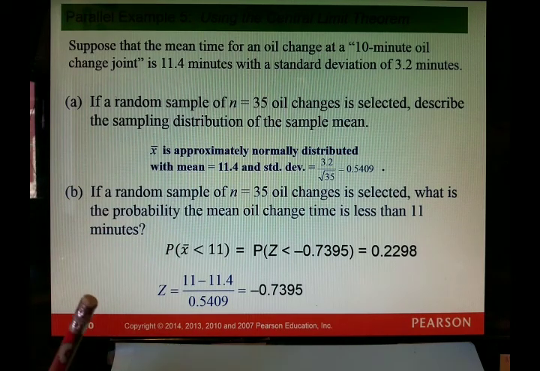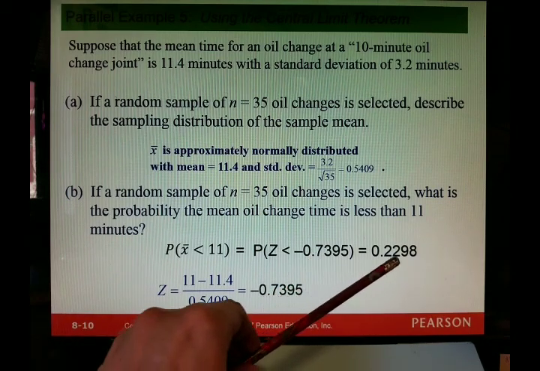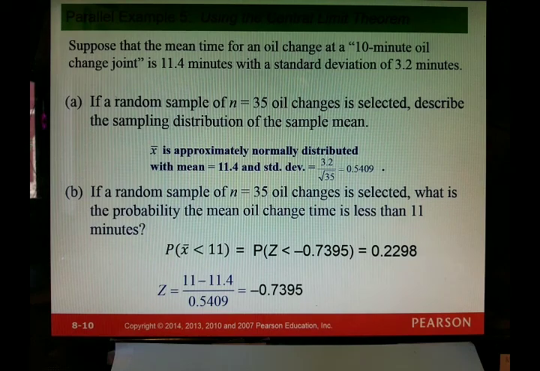Then I would run a normal CDF. That was under second distribution. The left bound would be -100. My upper bound would be this -0.7395, and that would give me my probability of selecting a random sample of 35 oil changes, and the average of that group of 35 being less than 11 minutes. I have a 22.98% chance of that occurring.